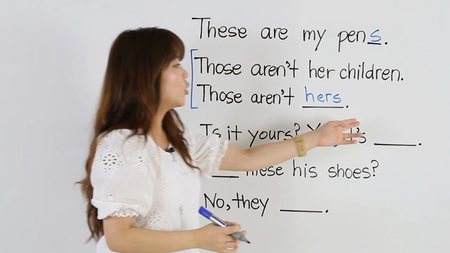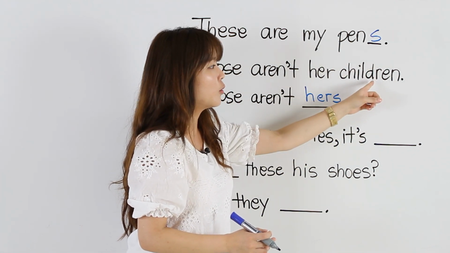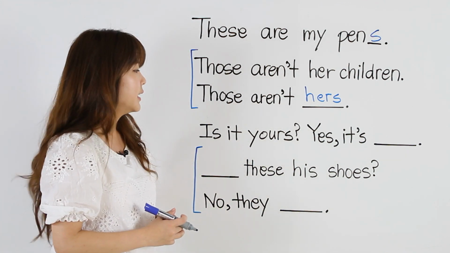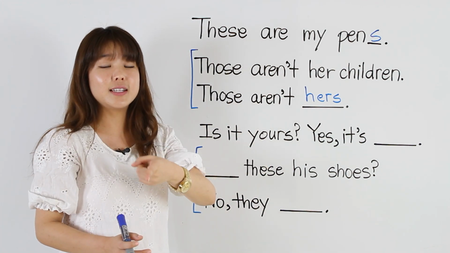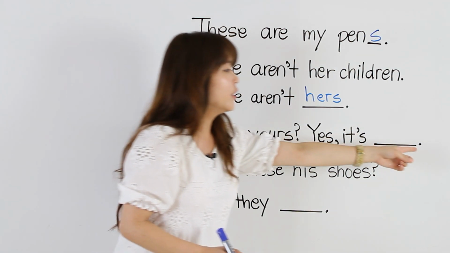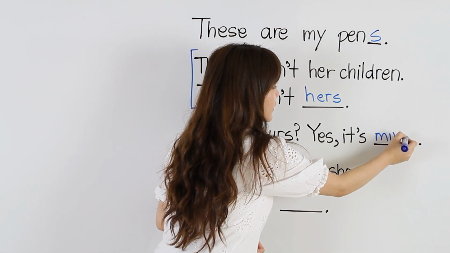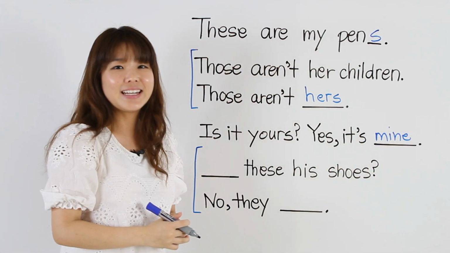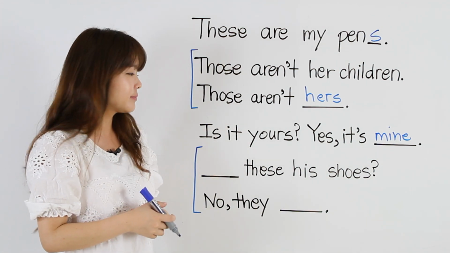Okay? We don't need a noun here. We do need a noun over here though. Okay. Then, is it yours? Is it yours? Yes, it's. There's no noun. We have to say mine. Is it yours? Yes, it's mine.